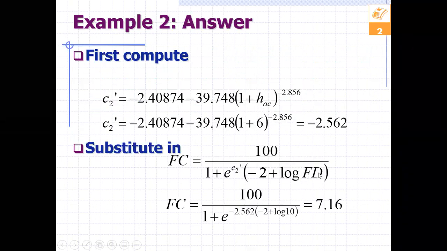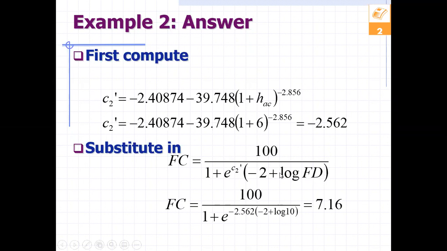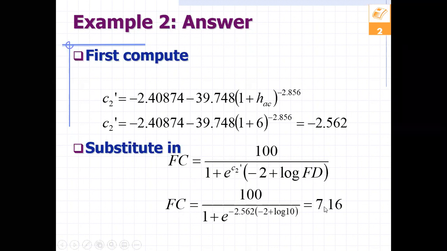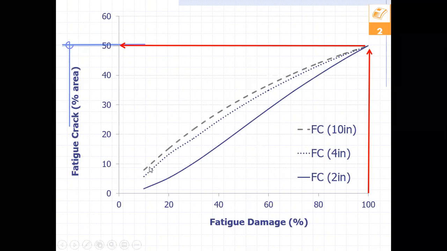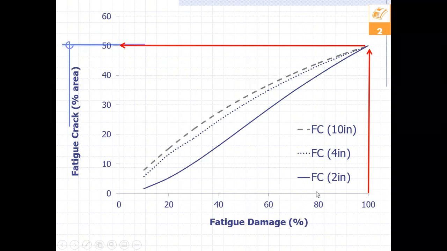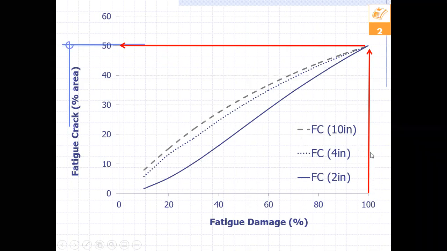So I put my fatigue damage here, and that will tell me my fatigue cracking, okay? So a fatigue damage that is 10% gives me a fatigue cracking of 7%, roughly. And if I plot multiple of them, right? If I plot multiple fatigue damage versus fatigue cracking, you can see here the relationship. This is for 2 inches, 4 inches, and 10 inches layers. They all go up in a similar way. The 100% fatigue damage is a 50% fatigue area.